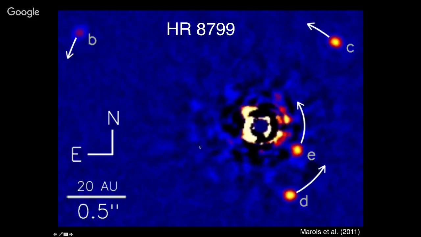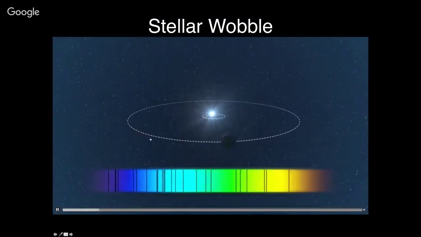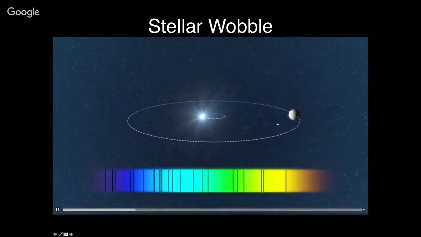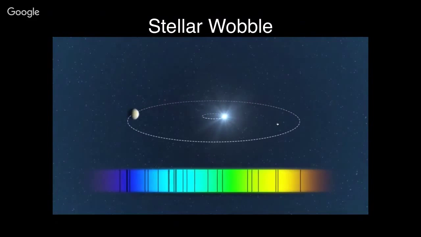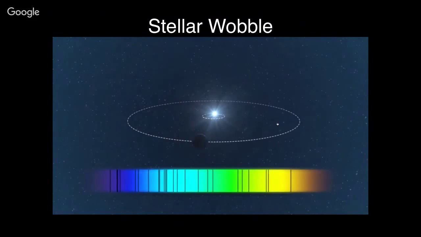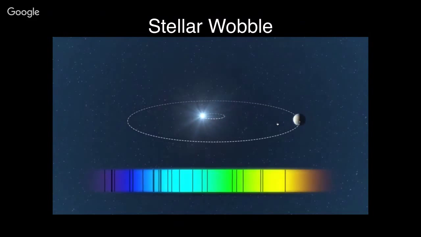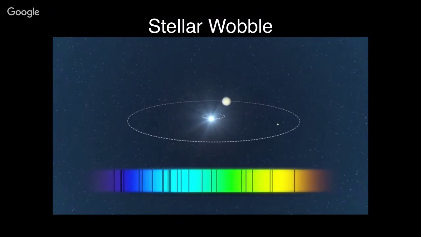So for the purposes of my talk today, I'll mostly be focusing on planets that have been discovered by 2 different indirect techniques. Let me describe these briefly to you now. So the first one, one of the most prolific techniques to discover exoplanets, is by using stellar wobble, or this is also called the radial velocity technique.